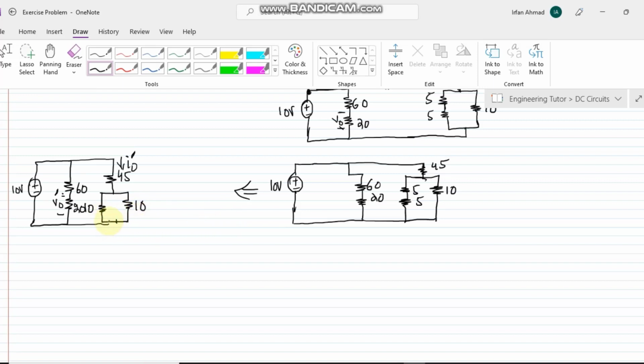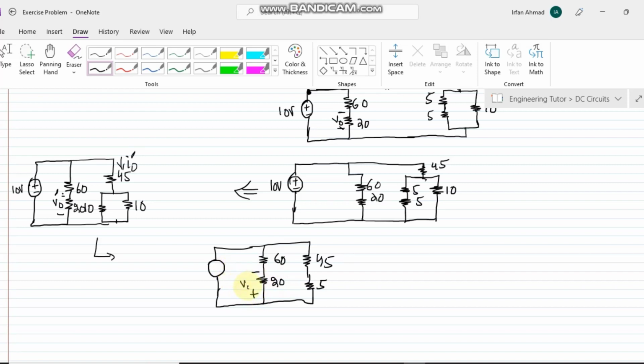So half of any one of them will be here, this will be here 45, here it will be 5 ohm. Okay, so that is 60, that is 20, and the polarity here is this one, this is V naught prime, and the current here is I naught prime, and the value of this voltage source is 10 volts.